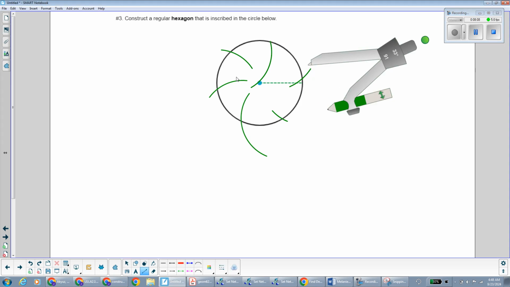And on the computer, mine's not super accurate. If I did this super accurately, it should align with the original and be equally spaced. But we could connect and make our hexagon. And yours will be more accurate than mine because on the computer, it's not super accurate. And we could connect every other if we wanted the equilateral triangle.